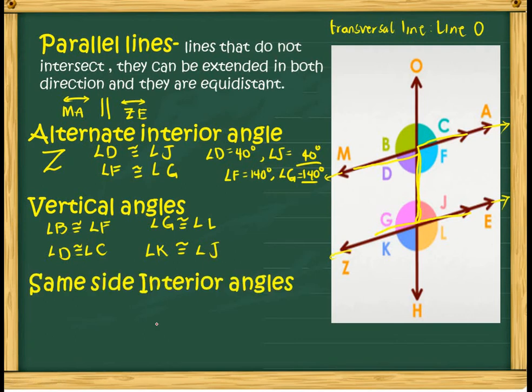Same side interior angles. Kung si alternate interior angles sa letter Z, si same side interior angles, ang tatandaan lang natin ay si letter C. So we have here, the same side interior angles are angle D and angle G, angle F, and angle J. Take note, kapag same side interior angle sila, ang sum nila ay 180 degrees. Again, kapag inadd mo yung measurement ng same side interior angles, ang sum nila ay equal sa 180 degrees.